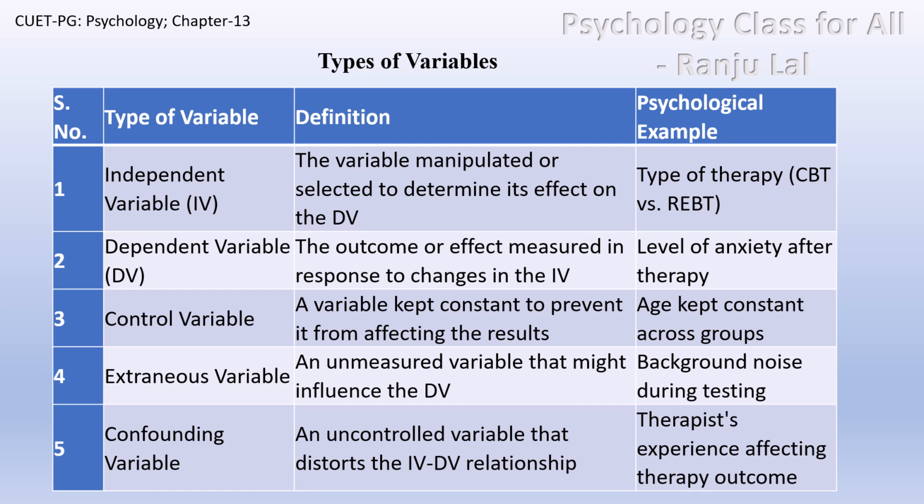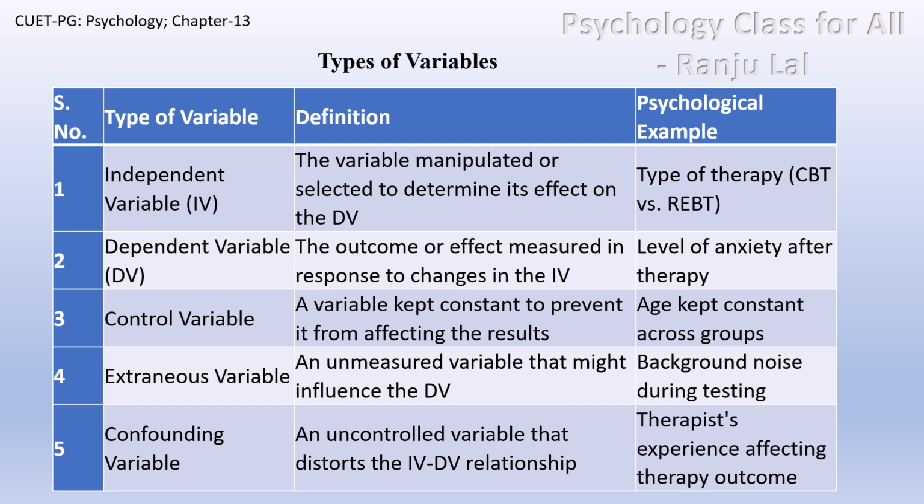First is based on the role in research: independent and dependent variable. So you can say types of variables based on the role in research, and in this category the first one is the independent variable. This is the cause or manipulated factor in any experiment because it influences or determines the effect on the dependent variable. An example could be a type of therapy like CBT or REBT.